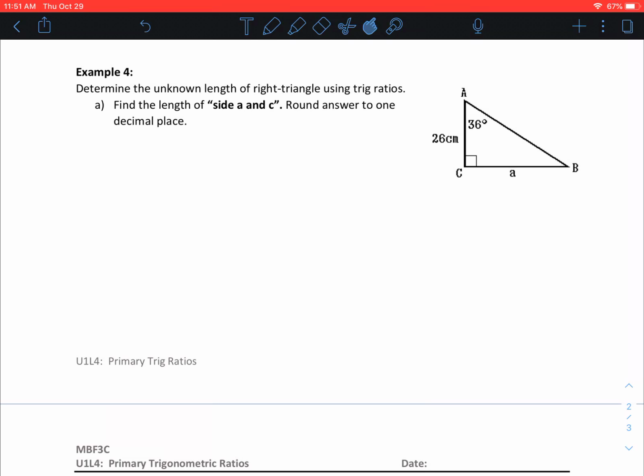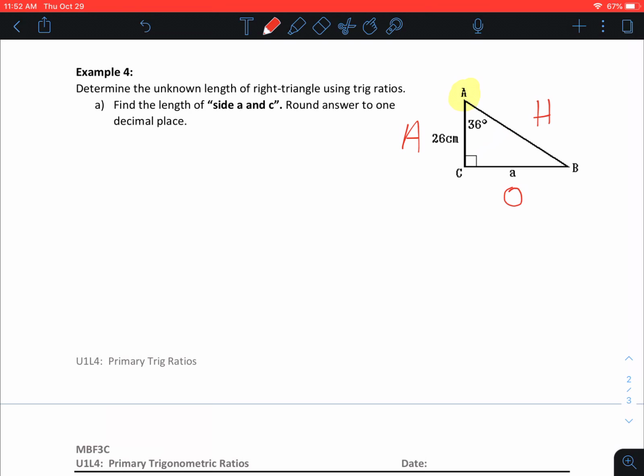So the first thing I'm going to do is I need to label my triangle. Now, they've given us angle A, which is 36 degrees. So I'm going to use that angle and label the triangle relative to that angle. If I go to the opposite side of that angle, this is side A, that's going to be my opposite side. The side opposite the 90 degrees is always the hypotenuse. And this other side here, that's 26 centimeters, is going to be my adjacent side.